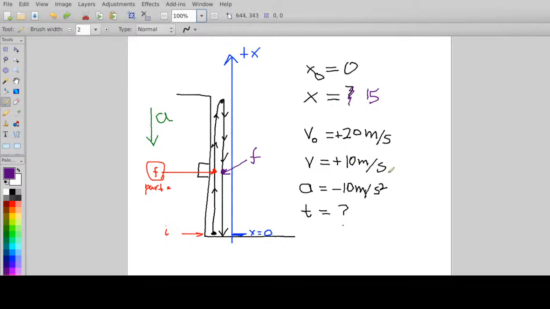But now the plus 10 meters per second was on the way up. On the way down, it's not plus 10 meters per second, it is minus 10 meters per second. So be careful, that's what changed right there. The acceleration is still negative 10 meters per second squared, and the time is also unknown. We didn't calculate any time information, so that's unknown. On the way up it was plus 10 meters per second, but for part B it's on the way down, so it's minus 10 meters per second.